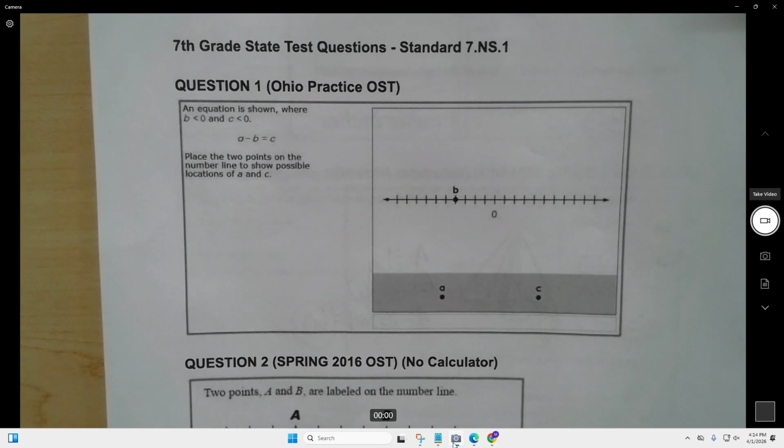We are starting with standard 7.NS.1. NS standing for number sense. How well you work with numbers. Let's jump right in.